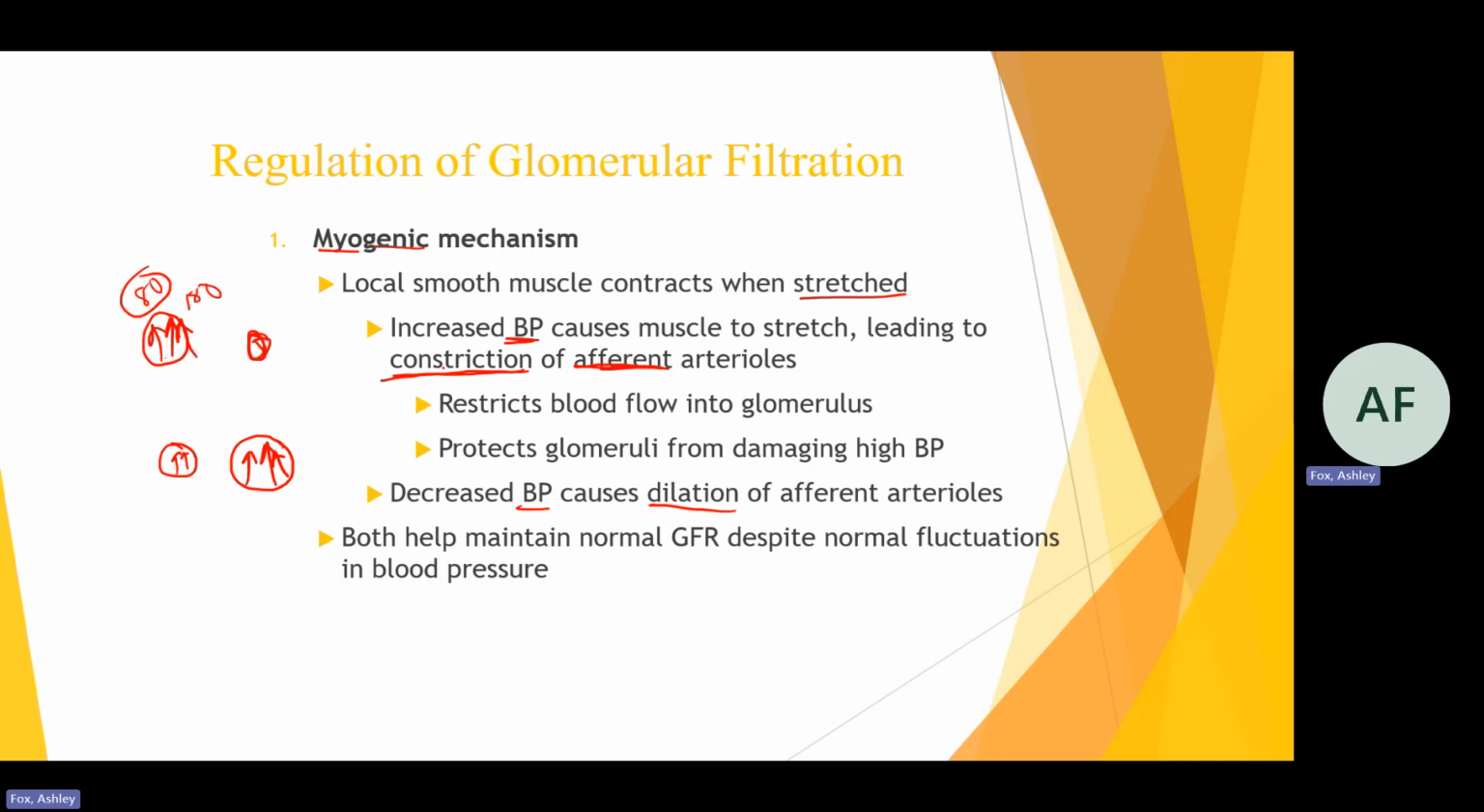So increased blood pressure, constriction. Decreased blood pressure, dilation. Both of the afferent arterioles. And this again is an autoregulation. There's stretch receptors, so smooth muscle is either going to contract or relax based on what's going on. So the kidneys can just regulate how much blood flow is coming into them. Blood flow can affect blood pressure, which is going to affect glomerular filtration rate.